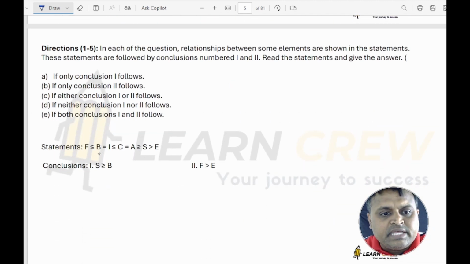Next, F less than or equal to B is equal to I less than or equal to C, A greater than or equal to S greater than E. So S and B. Whenever I am traveling from here to here, I have 2 groups of symbols, less than or equal to and greater than or equal to. So this relation can't be established. F and E also the same. You have less than and greater than mixed, so you can't establish any relation. So the answer is neither 1 nor 2, option D.